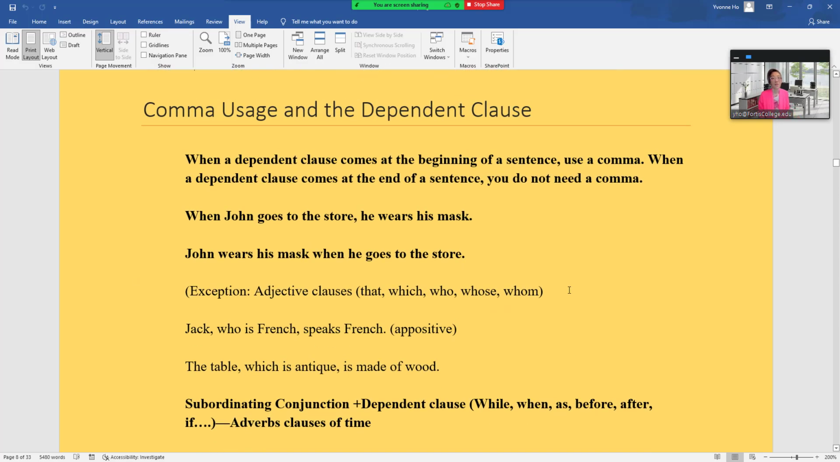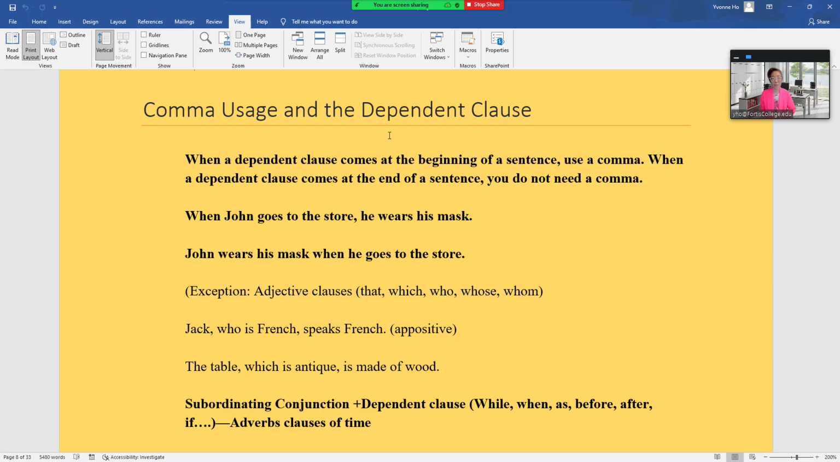Comma usage. For a lot of you, comma usage is a common mistake in your essays. And so when a dependent clause comes at the beginning of a sentence, use a comma. When a dependent clause comes at the end of a sentence, you do not need a comma. What is a dependent clause? A dependent clause is an incomplete thought.